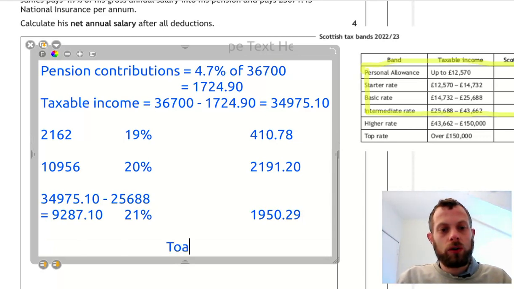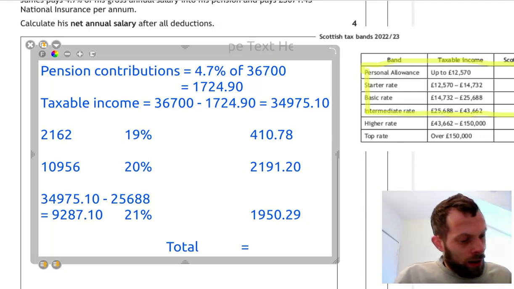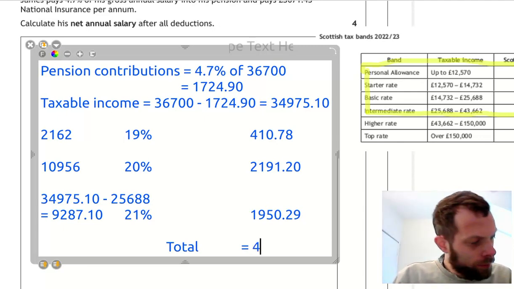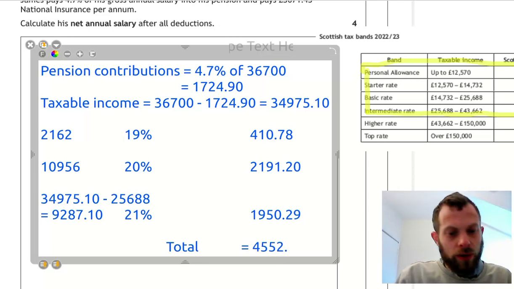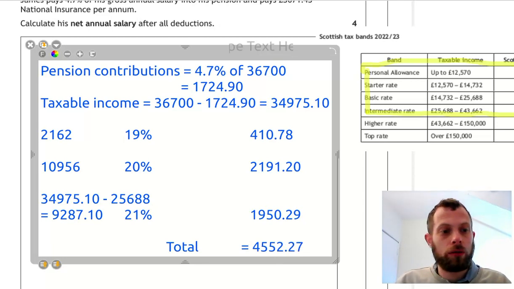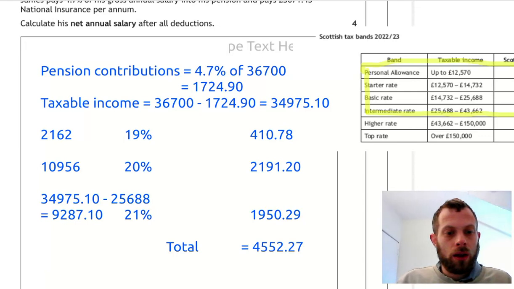Finally, we'll get the total tax, adding these together: 410.78 plus 2,191.20 plus 1,950.29, and we get £4,552.27 of tax. So we've nearly finished this.